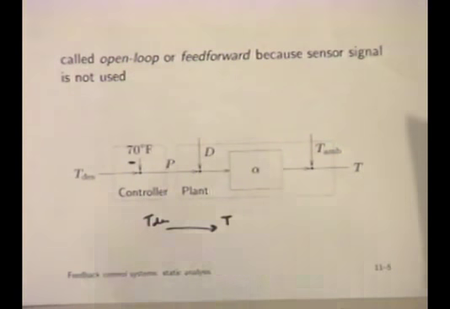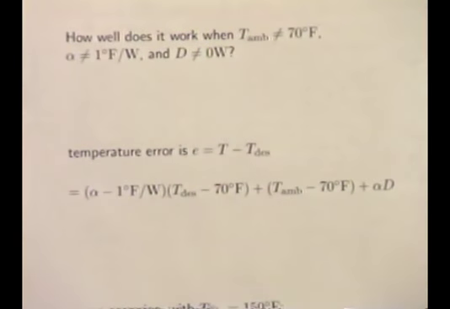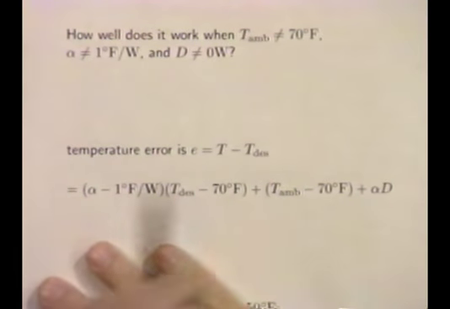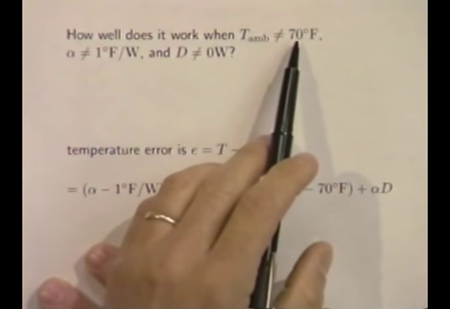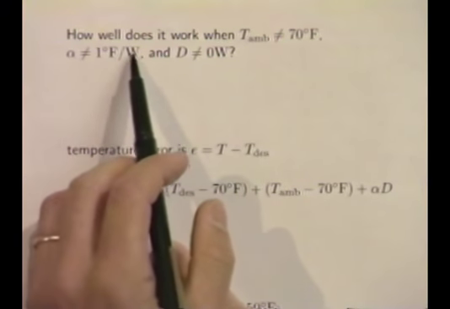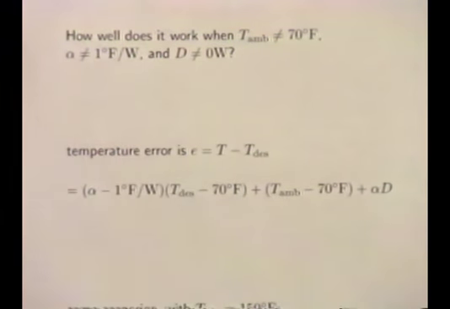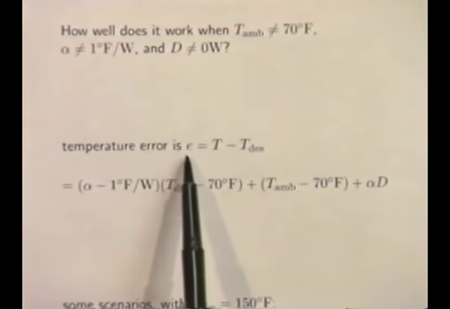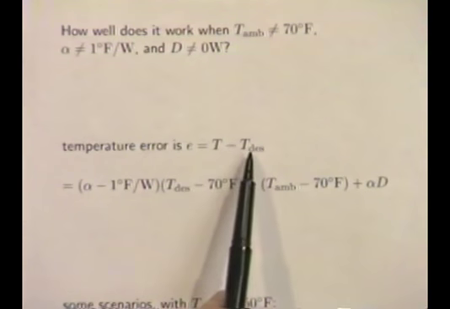And it works perfectly if everything is what you think it is. And so the real interesting part is what happens when you're wrong. So what happens if the ambient temperature isn't 70 degrees Fahrenheit? Or if the thermal resistance is not 1 degree Fahrenheit per watt? Or if there's a disturbance acting on it? And the way we'll analyze that is we'll say, let's look at the temperature error. That's the true temperature minus the desired temperature.